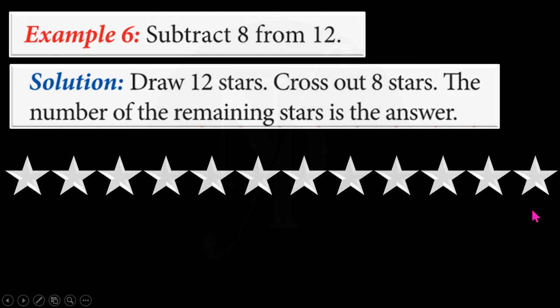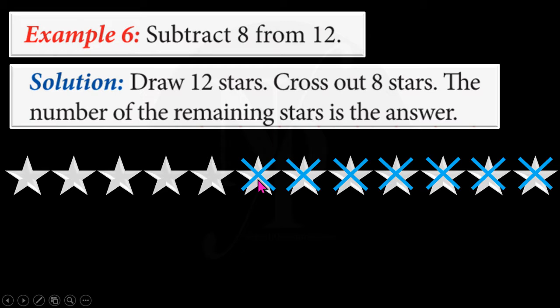We will do that from the right end. From this end we will cross out the stars. Let us cross out 8 stars. Let us count and cross out. 1, 2, 3, 4, 5, 6, 7, 8. So we have crossed out 8 stars.